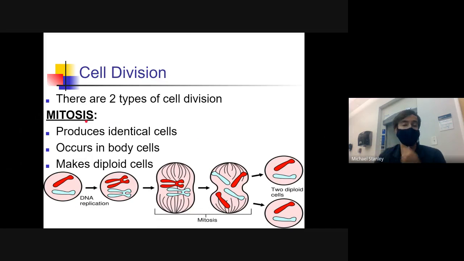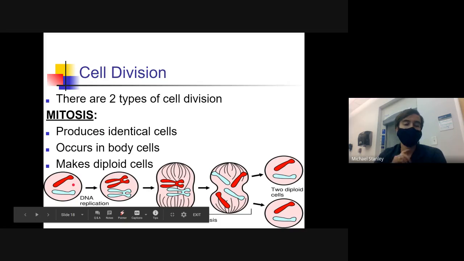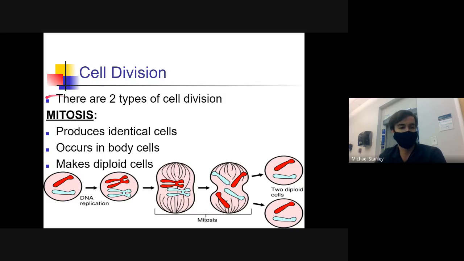So mitosis is just regular cell division, regular cell growth. This is what 99% of the cells in your body go through. We start off with a normal body cell. It grows and splits, and we end up with 2 identical copies of that original cell. That is mitosis. So I always try to remember that mitosis makes 2 cells. So there's a 2 in mitosis because we make 2 cells.